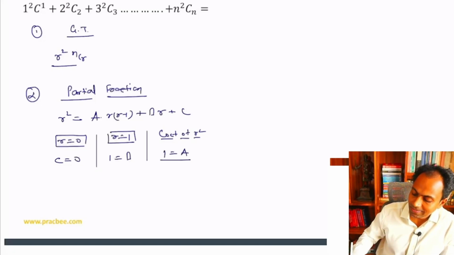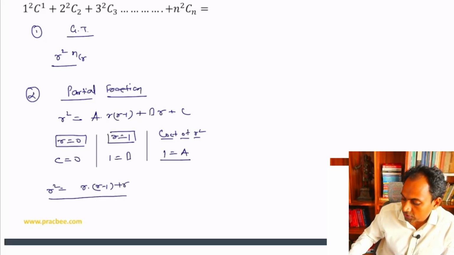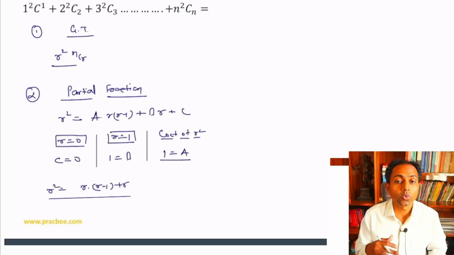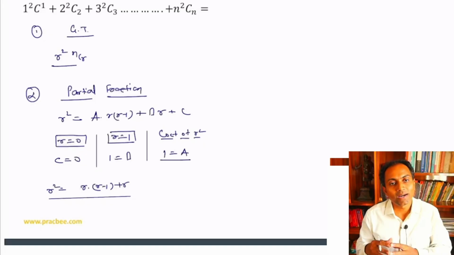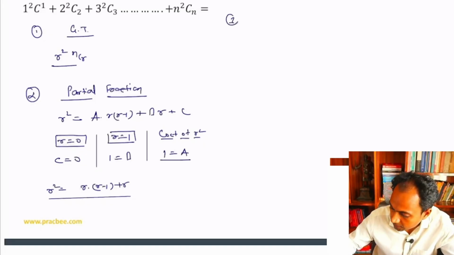So what we are saying is, in the partial fraction part, r square can be written as r into r minus 1 plus r. See, I could also have directly written this, but then it looks like magic. When you use partial fraction, you actually understand how to split a term in a certain manner. And that is required and conducive to a question. So once you have done this, in the third part, we can again write it in the form of summation.